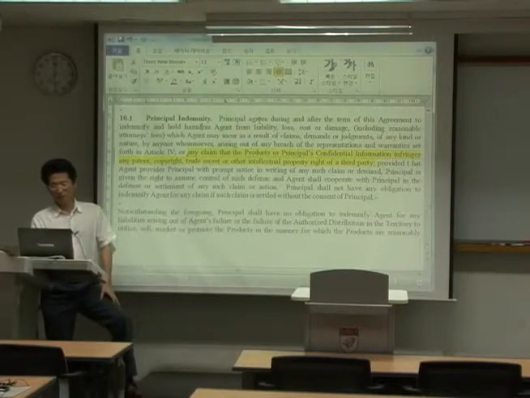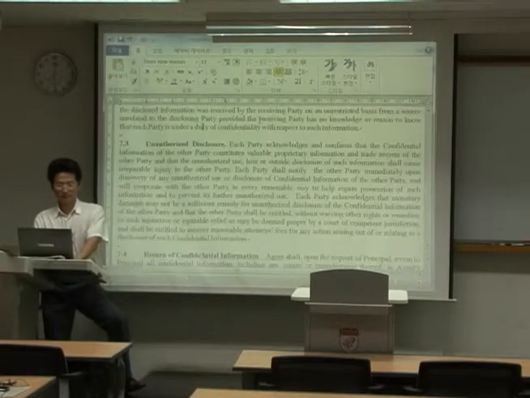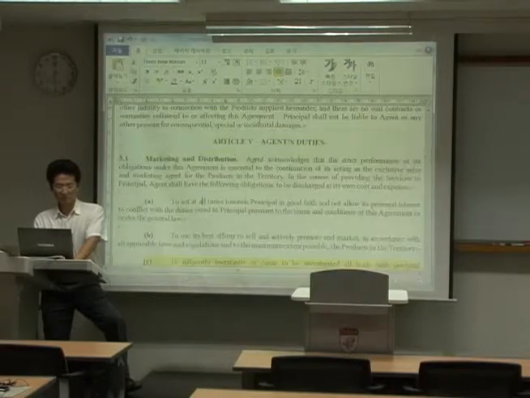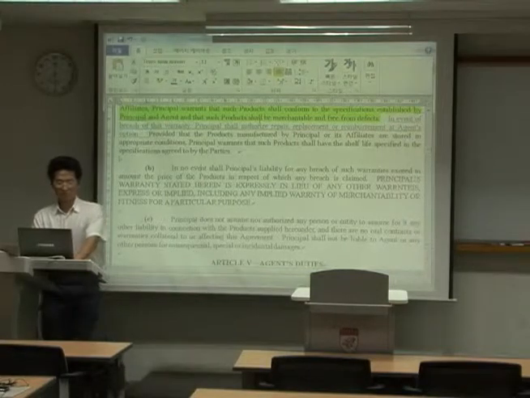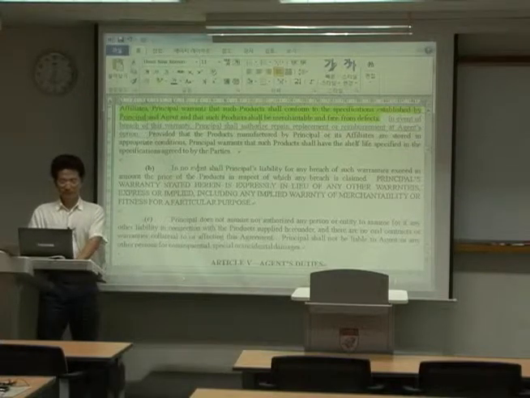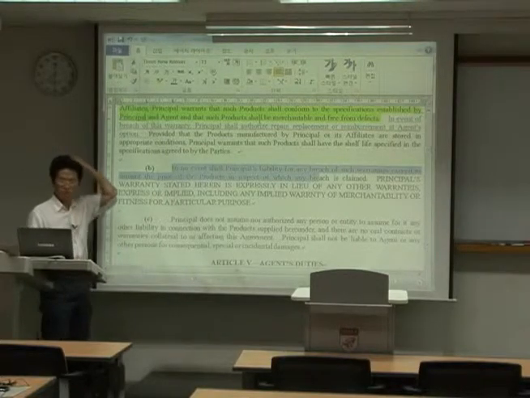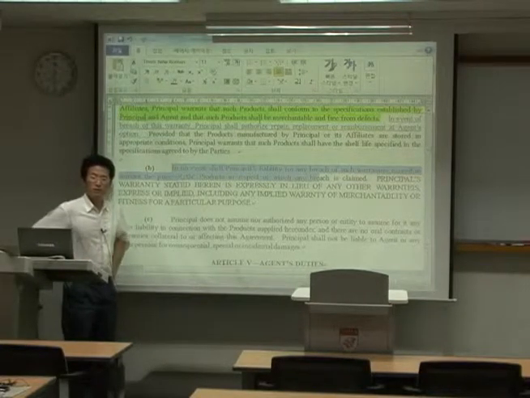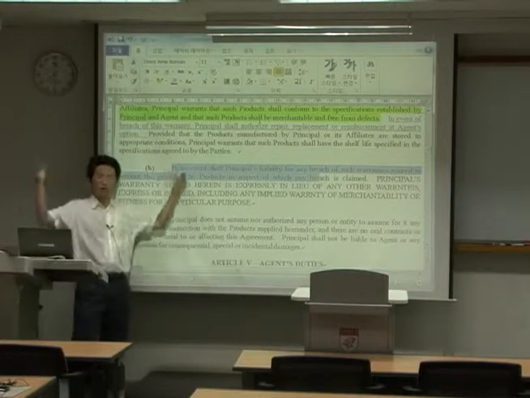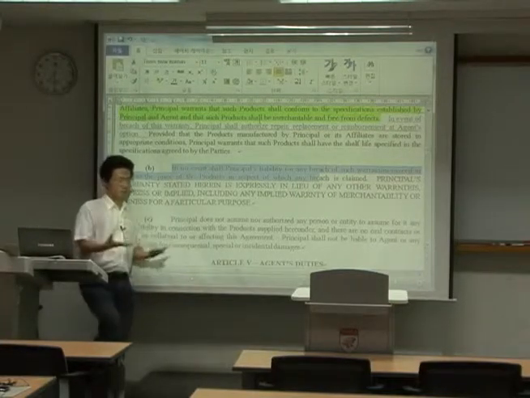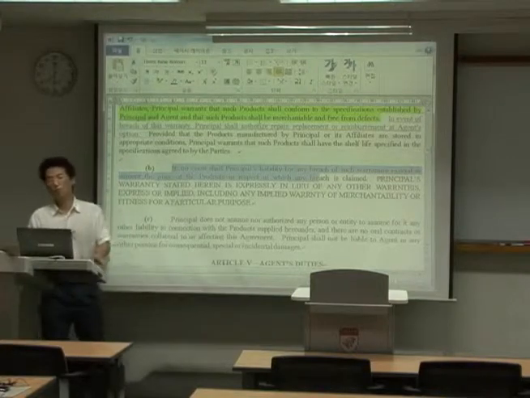Okay? But remember what Article 4 said. Article 4 said in 4.5b, in no event shall principal's liability for any breach of such a warranty exceed in amount the price of products in respect of which breach is claimed, right? So the cost of defending a lawsuit will be much greater than the price of the products. So Article 4 does not provide a product liability warranty for the agent.